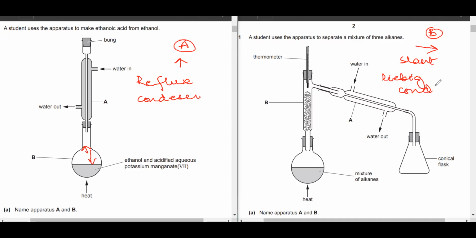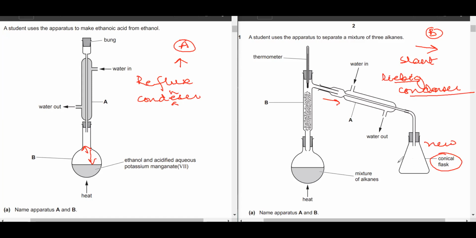Now, why do we have the Liebig condenser, or the condenser in the slant position? Because the vapors, when they enter the condenser, condense into liquid form and fall into a new conical flask, or a new receiver flask.